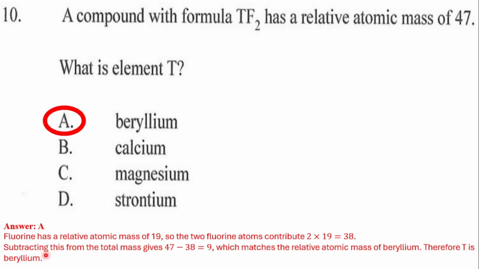If you add 9 plus 38, you have 38, 39, 40, 41, 42, 43, 44, 45, 46, 47. So 38 plus 9 gives us 47. So the correct answer is definitely going to be A, beryllium.